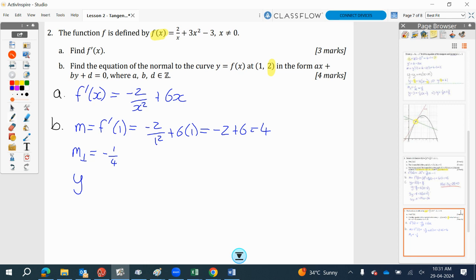Okay, so we need y minus 2 is equal to minus a quarter, bracket x minus 1. Now we need to rearrange to get it into general form, so get rid of the fractions. What do we multiply through by? Let's multiply through by 4. We'll get 4y minus 8 is equal to negative x plus 1.